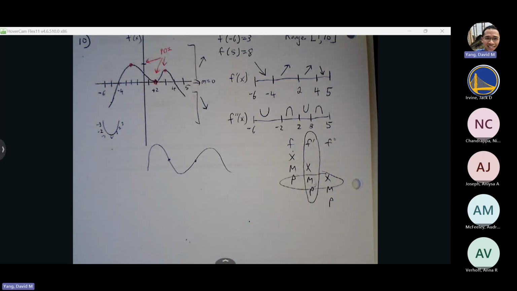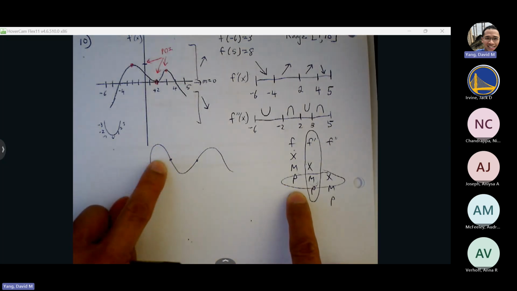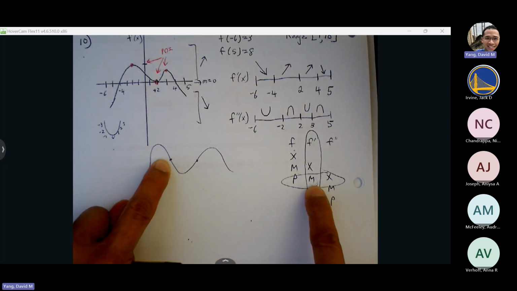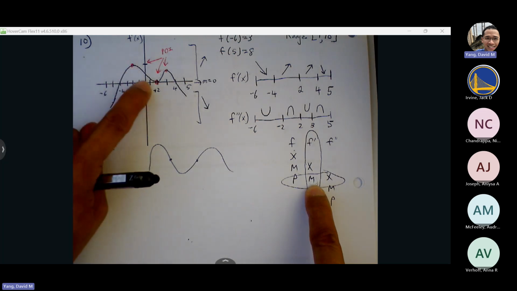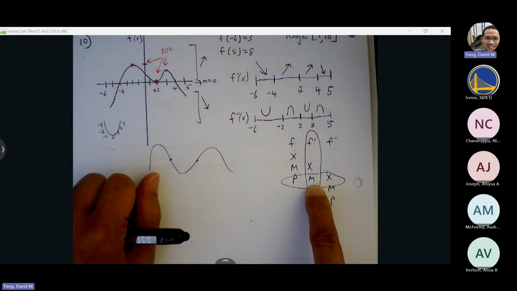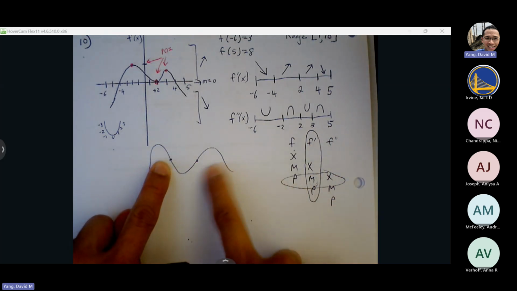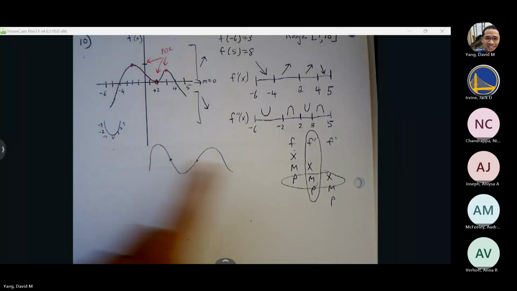Okay, thank you. Wait, can you explain that again? Yeah, so the points of inflection off of the original graph will look like the maxes and mins off of the f prime graph. Okay, so if I was given the original graph, I would just use that one row.